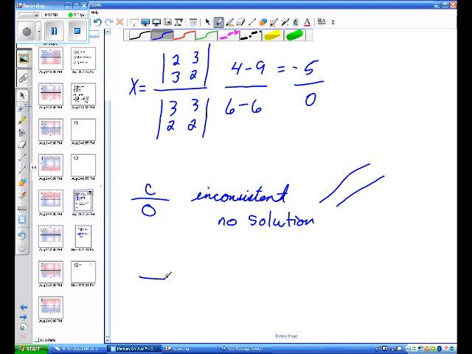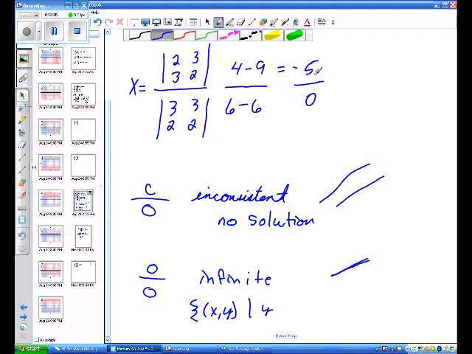Okay. If your denominator is 0, so your coefficient matrix, your D, is 0, and both numerators are also 0, then that says there's going to be an infinite number of solutions. This is when they're on top of each other, when it's actually the same line. And so then to write your solution, it would be the set of all x, y's, such that, and then you simply would write one of your equations.